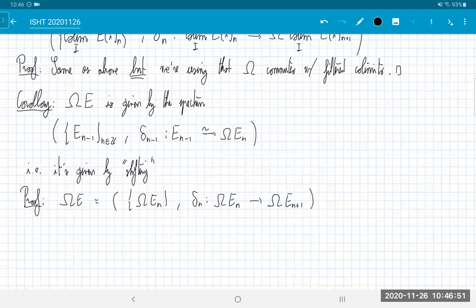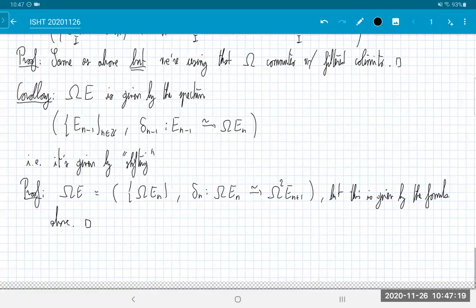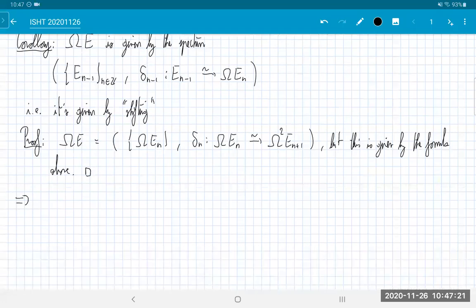But this is given by the formula above. Because, you know, E_{n-1} is exactly loops of E_n. And so, in particular, loops from spectra to spectra is an equivalence.